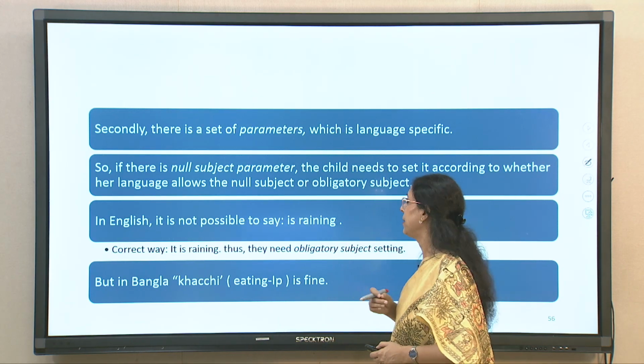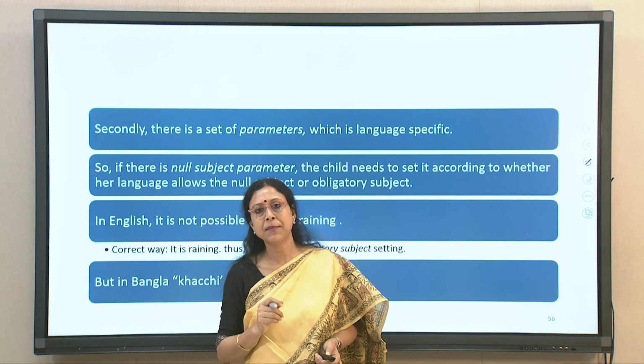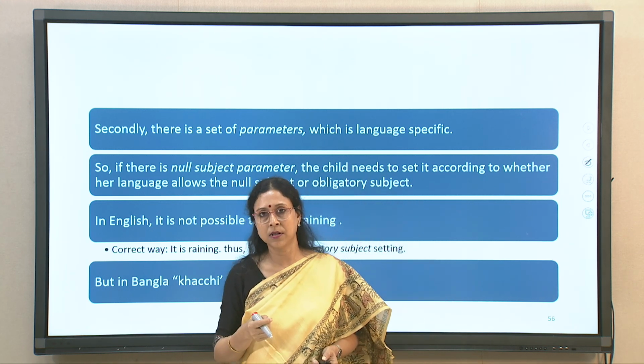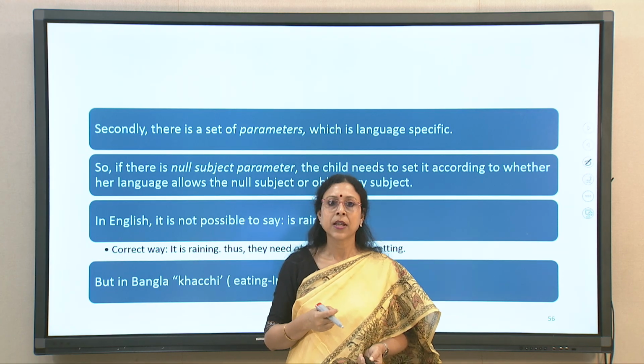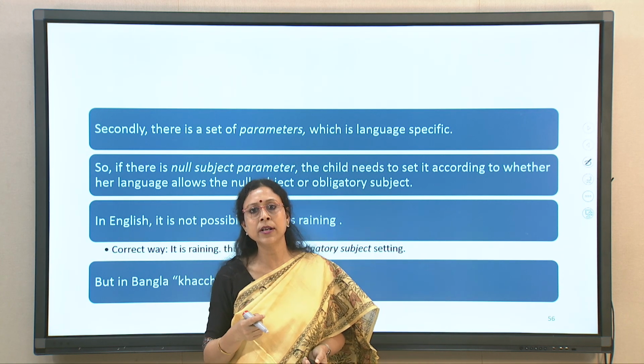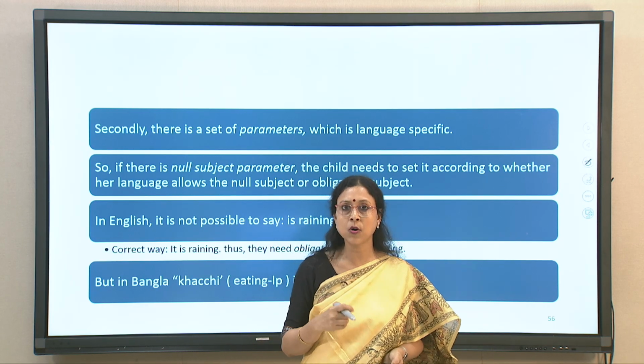Secondly, we have the parameters, that is a set of parameters which is language specific. So, for example, the property of null subject: some languages allow this, some languages do not allow this. Hindi allows, but English does not, right. So, if there is a null subject parameter, the child needs to set it according to whether her language allows the null subject construction or not.